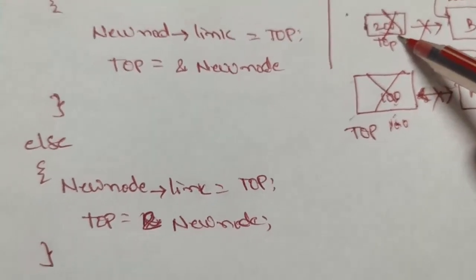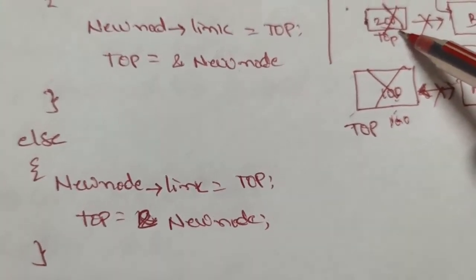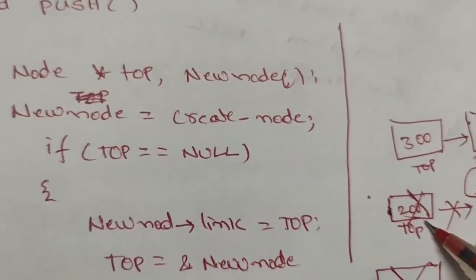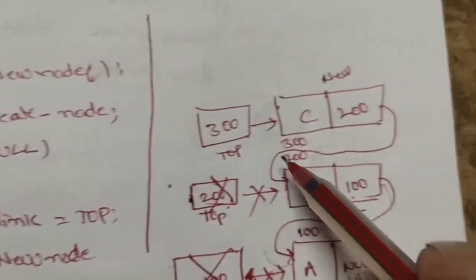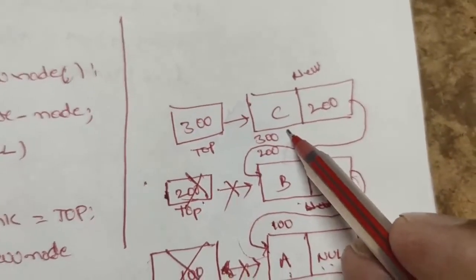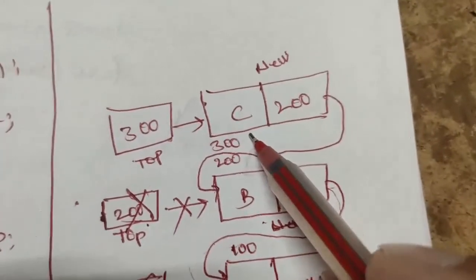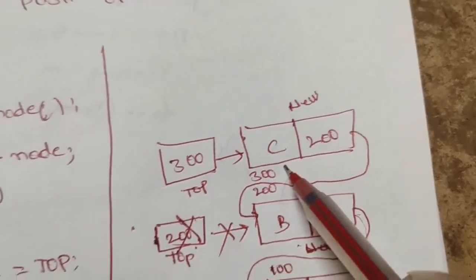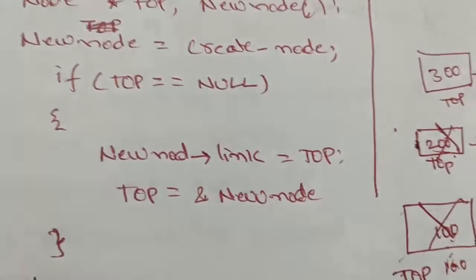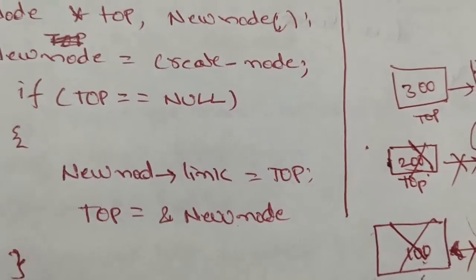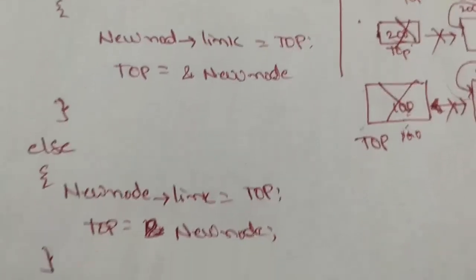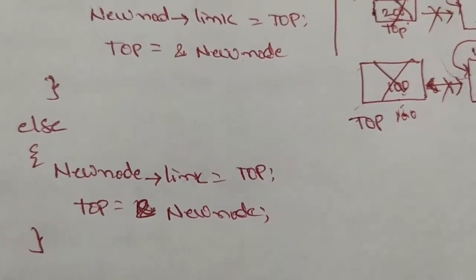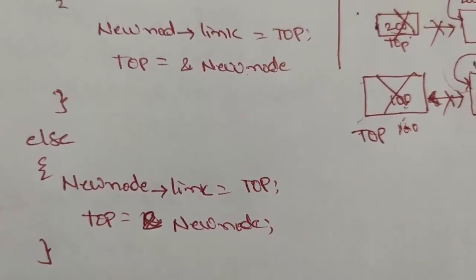Again we are going to create one more node. Again we call the push function. When we call the push function, the new node equal to create node. The next node is created. Now this is the new node whose address is 300, whose data value is C. Right? And then top not equal to null. That means this is not the first node. Hence we come to the else part.